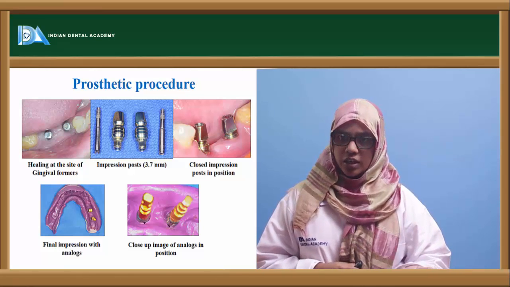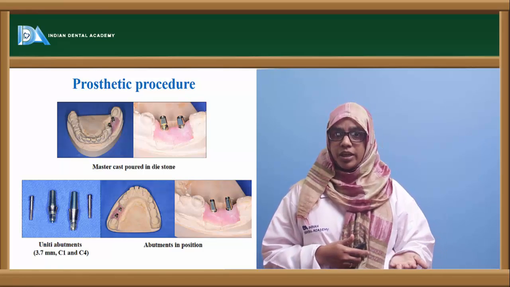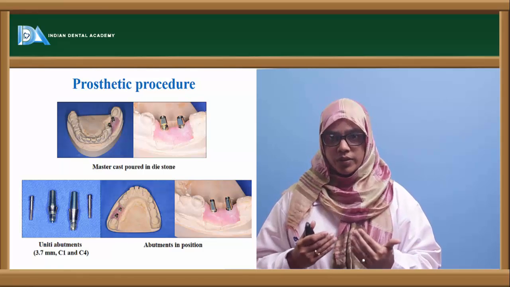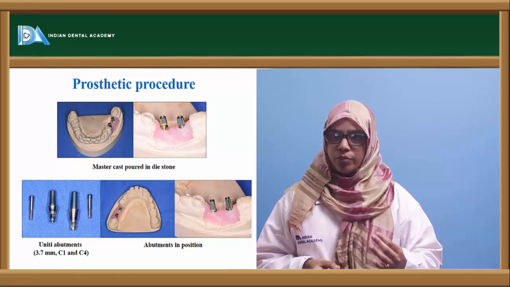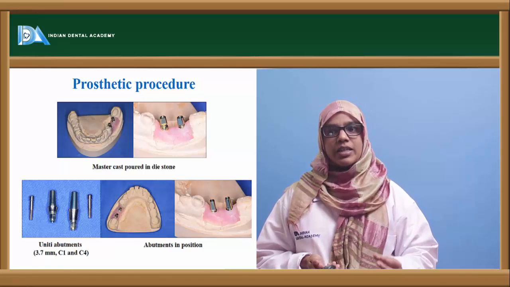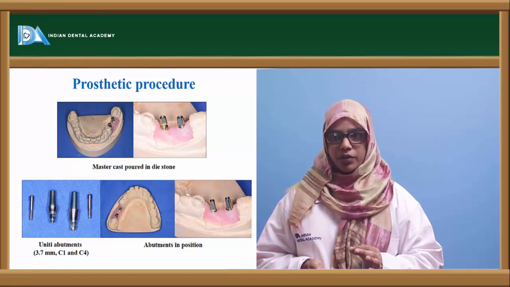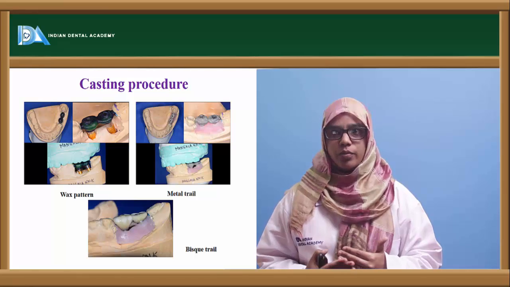Once you have taken an impression, you will pour the cast. This cast will simulate the patient. Around the implant area, you will put some pink acrylic to simulate the gingiva. You will remove the impression analog and place a suitable abutment for that implant. Once you have placed the suitable abutment on that implant, you'll do your casting procedure.